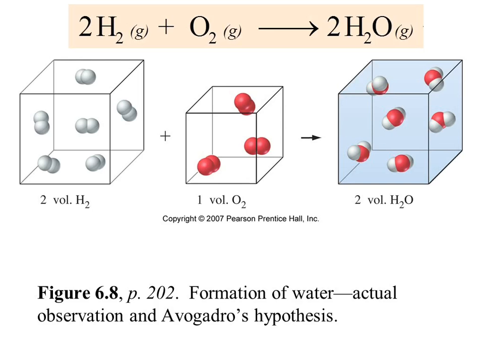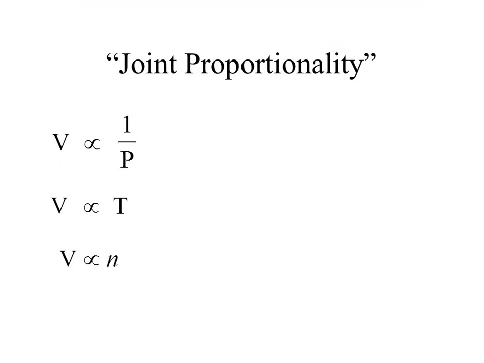And actually, how do I say this? There are some problems where you can rely on this, and it can make your life easier. There are different ways to skin cats when it comes to gas law problems. This can make your life easier if you use Avogadro's law, as long as pressure and temperature remain constant. You can relate volume right to moles.